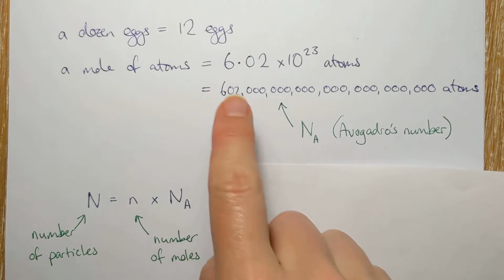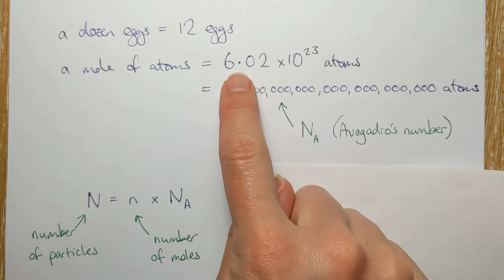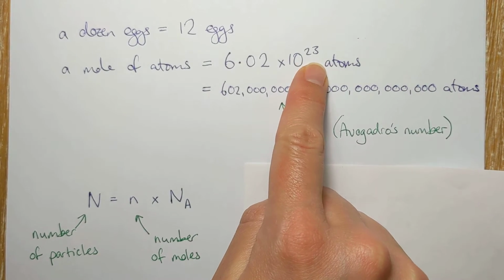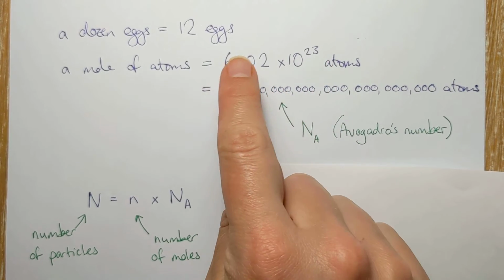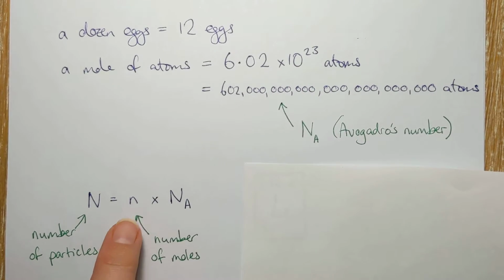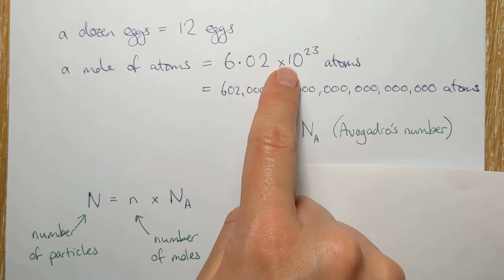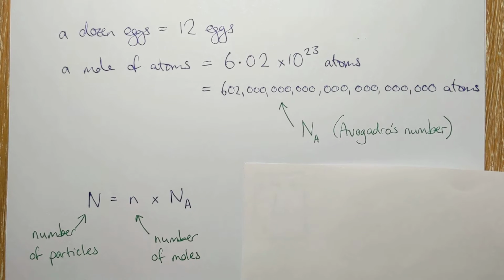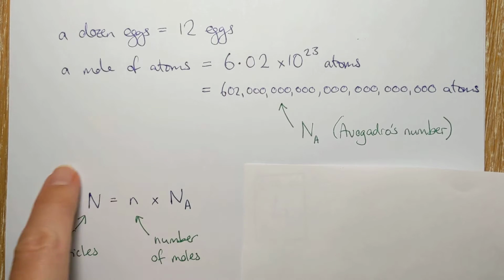So if I have 1 mole of a substance, I've got that many atoms. If I had 2 moles of it, I'd have 2 times that. So if I've got n moles, I've got n times that number of atoms. So we use capital N for number of particles, it could be molecules. You use little n for the number of moles, and there's Avogadro's constant. So that's the first formula.